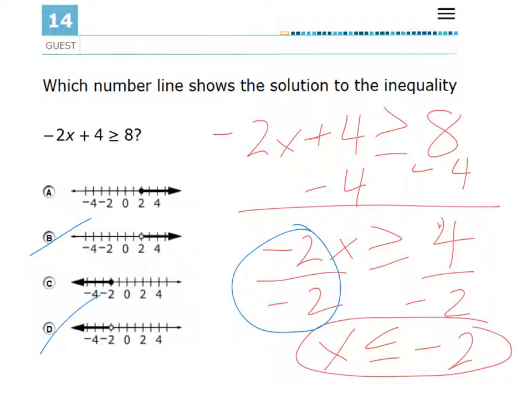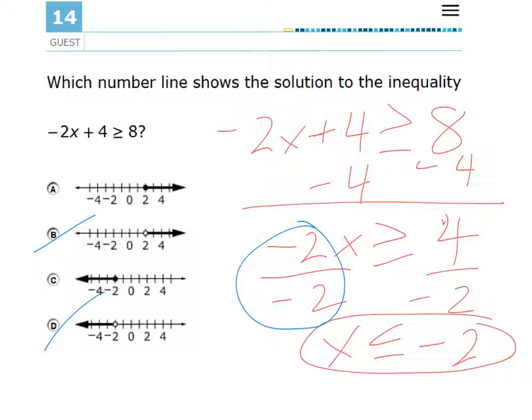Now, since our inequality is moving towards the left, we know that we want to choose the one with the arrow moving towards the left, and that would end up being letter C.